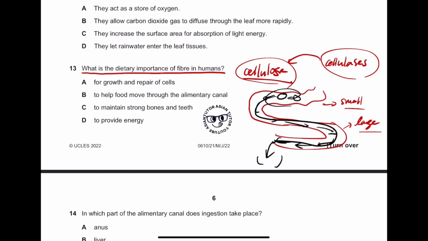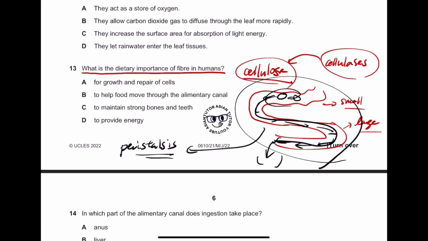Or stored as feces. Okay, so this movement of food molecules is happening because of bowel movement. This movement of contraction and relaxation that causes the food molecules to move is called peristalsis. Okay, peristalsis. And that helps food move through the alimentary canal. And this happens because of the fiber. I mean, it doesn't actually happen because of the fiber. It happens anyway, but fiber helps food molecules move through the alimentary canal faster and probably more effectively. So, answer is B.